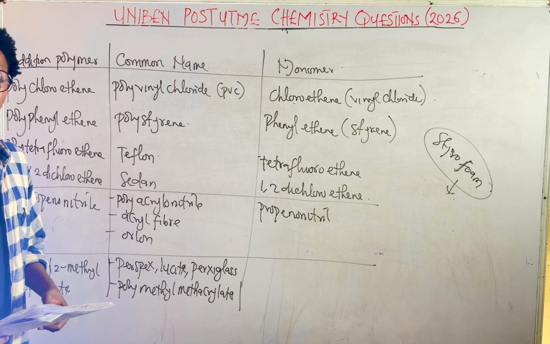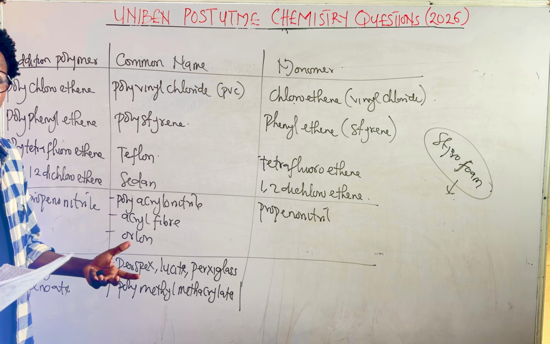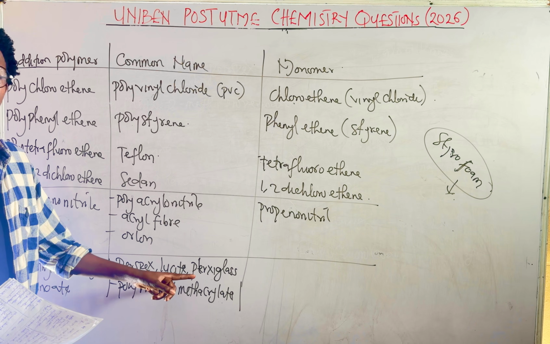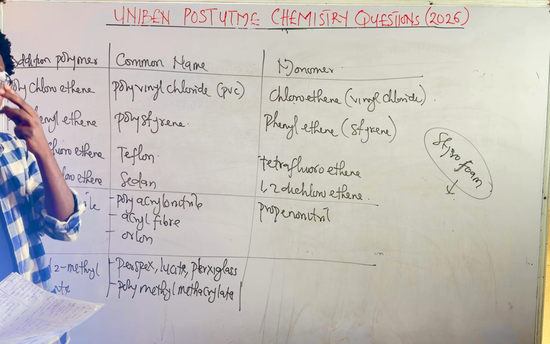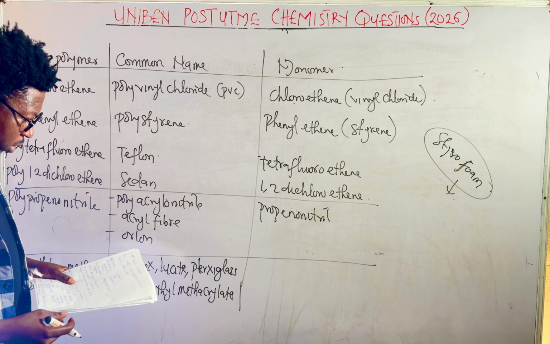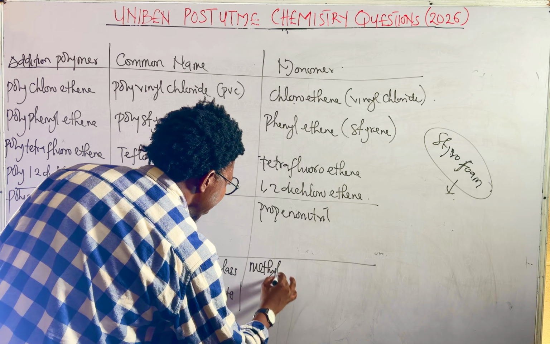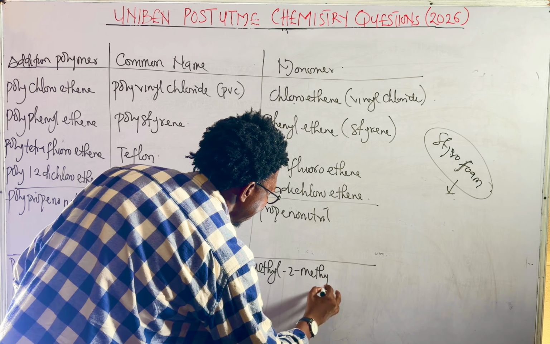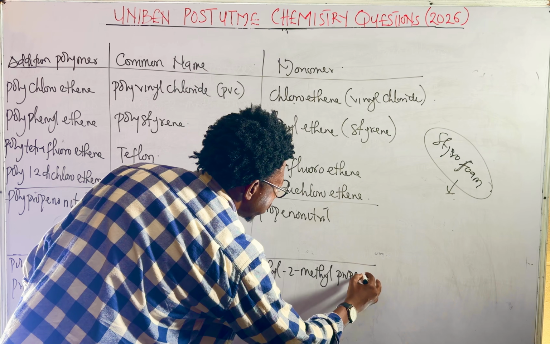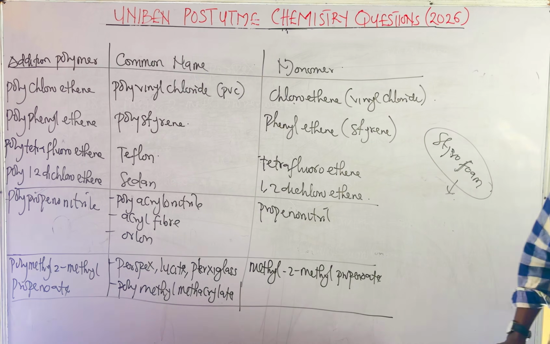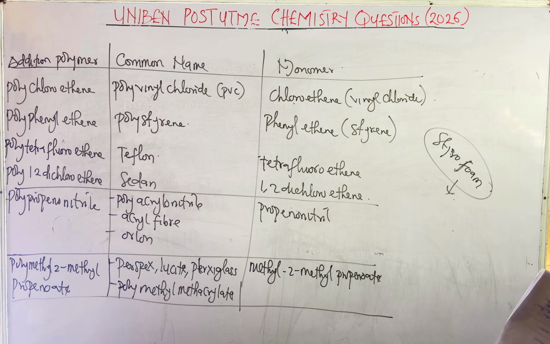Now, PMMA is glossy, like in plexiglass. It's also called plexiglass. It's glossy like and looks like glass. It can be used to substitute for glass. It's used in contact lenses and anything that you can use glass for. So the monomer is methyl 2-methyl propenoate. If you have this now, please pause this video so you can write it down. These are the common addition polymers you know.